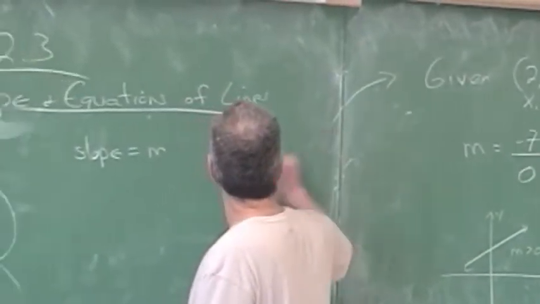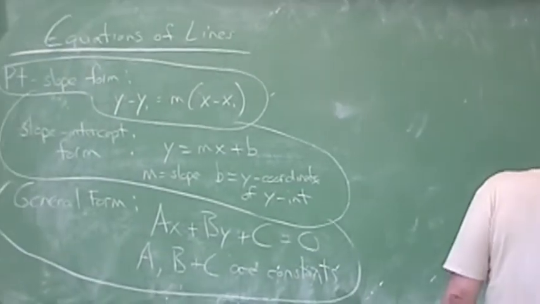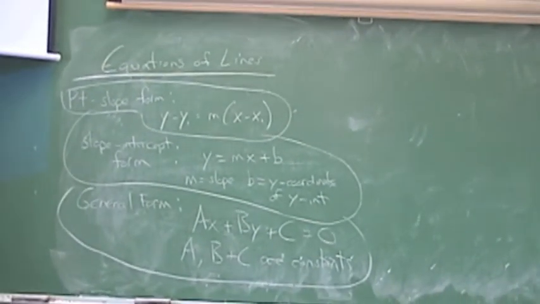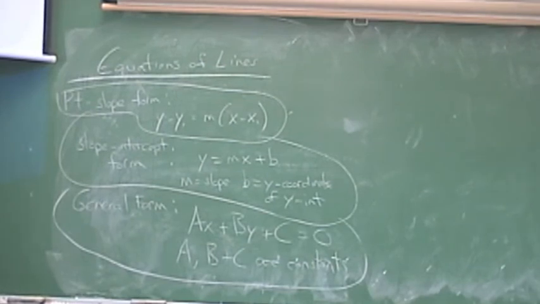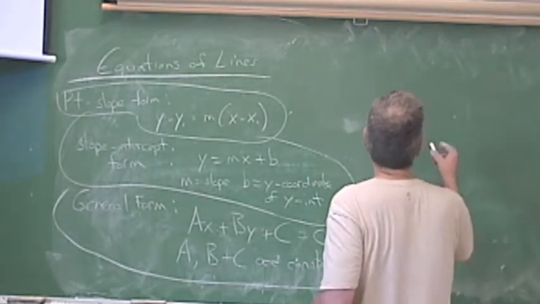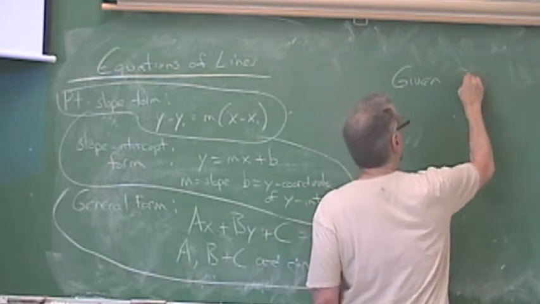All right, so that's how we find a slope, and we've taken care of the horizontal and vertical lines. So let's look at our equations over there and see what we're being asked to do. I'm just going to make up numbers here. Let's say we're given 2 points on a line.